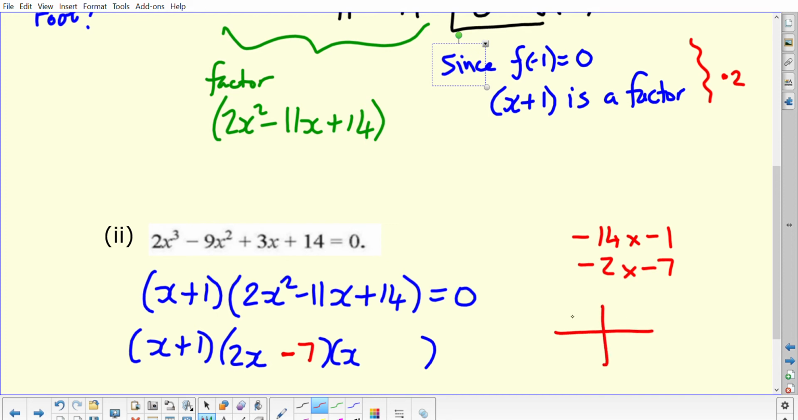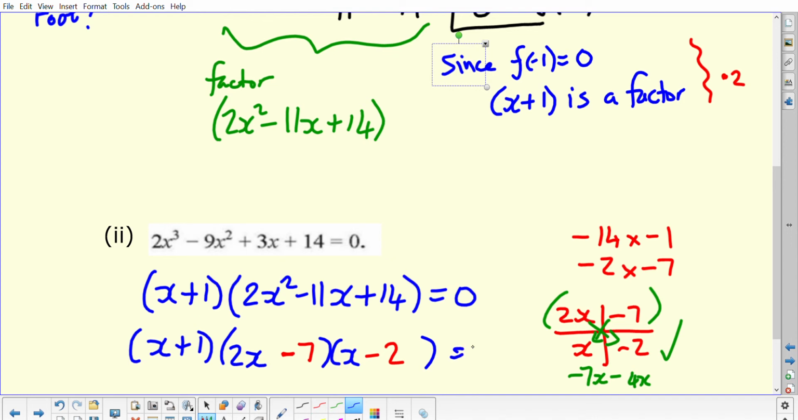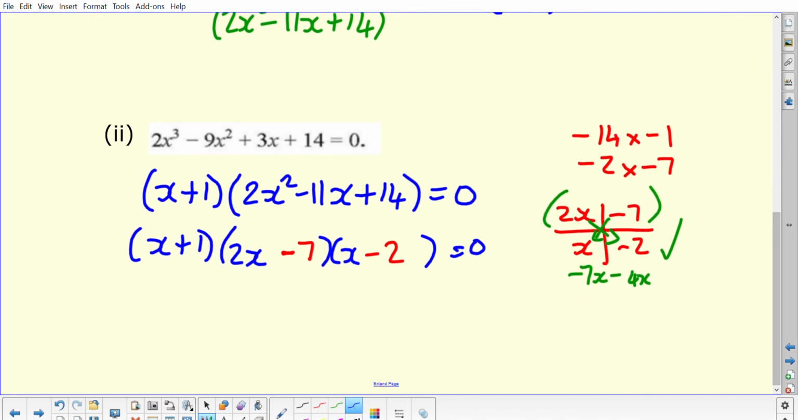You can do a little diagram like this where you've got 2x and x, and if you're checking your minus 7 and minus 2, with opposite brackets multiplying, that would give you minus 7x minus 4x, which that version works. So that's one bracket, 2x minus 7, and the other bracket is x minus 2, and that's all equal to 0. And then of course once you've got your three brackets equal to 0, you can split up into three little mini equations and produce the roots or the solutions that you're looking for.